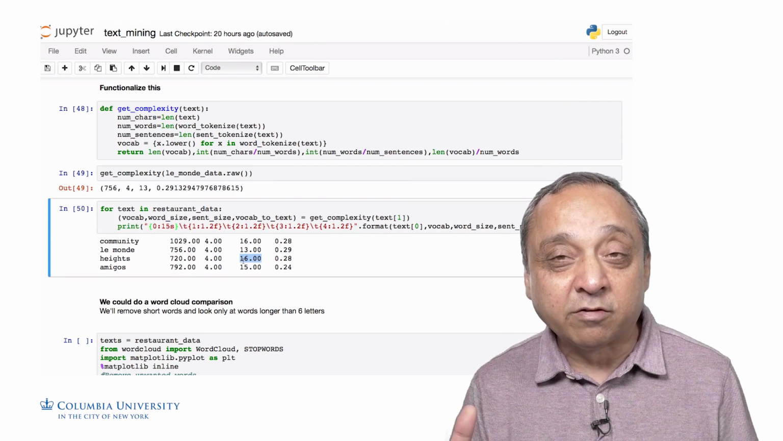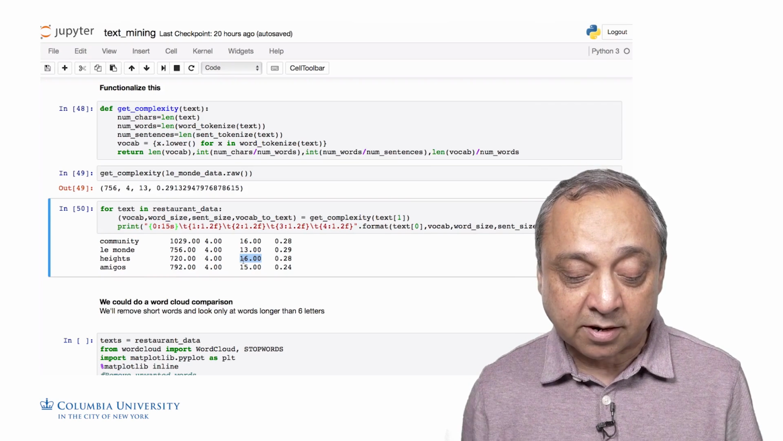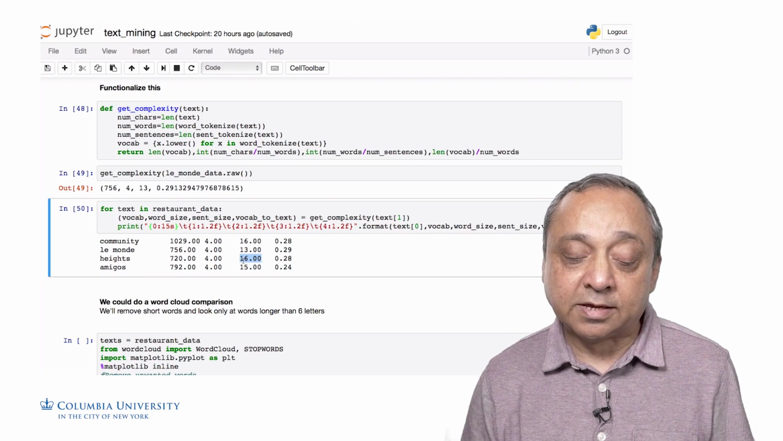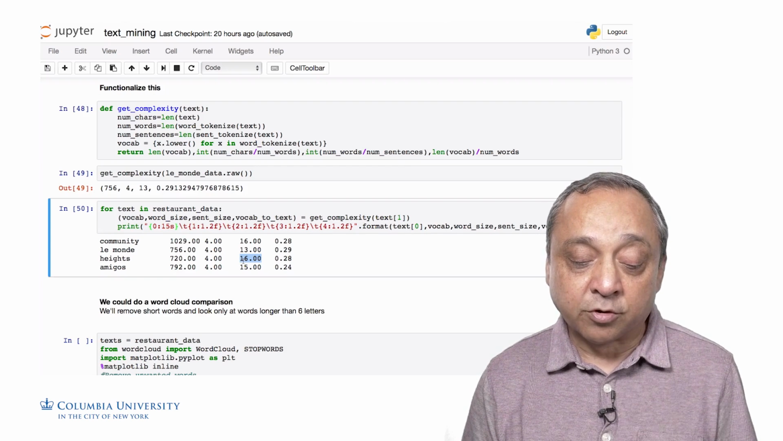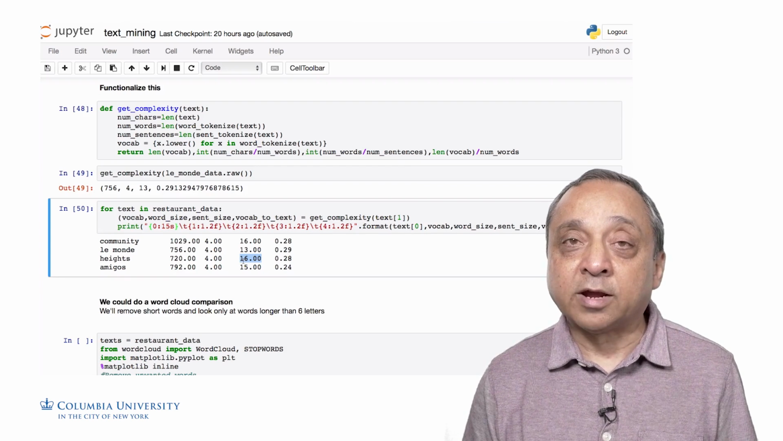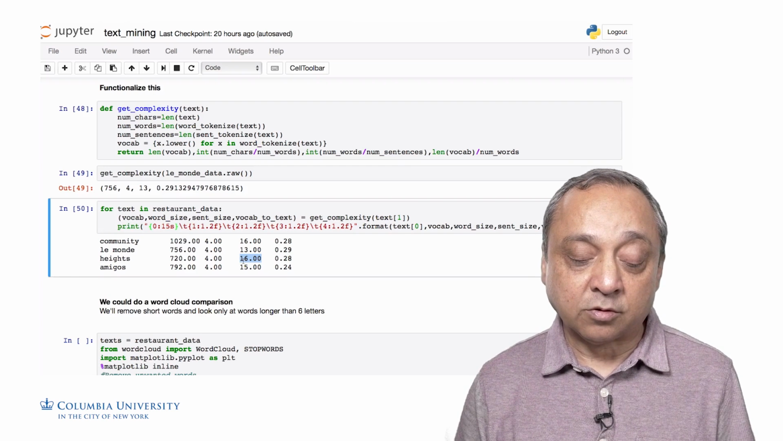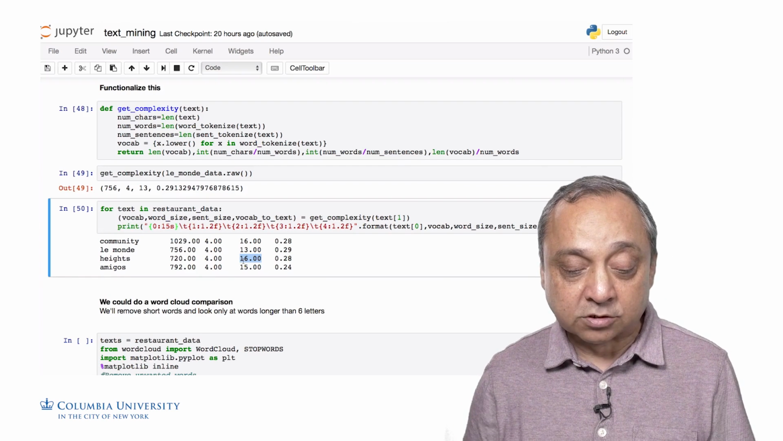Remember, we are looking at 15 reviews out of possibly thousands, right? So it's fairly naive, this thing. But roughly what we are saying is that the people who write reviews for Community and Heights tend to write more complex sentences than people who write for Le Monde, and Amigos is in the middle.